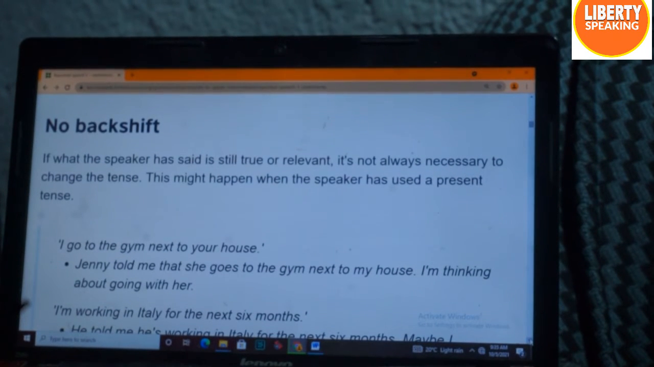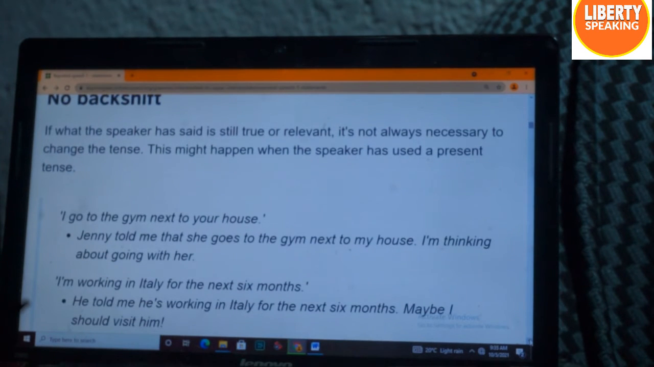This might happen when the speaker has used a present tense. For example, I go to the gym next to your house. Now, I want to report this. Jenny told me that she goes to the gym next to my house. I'm thinking about going with her. Now, this is free. This is possible. You are free to say this when you report.